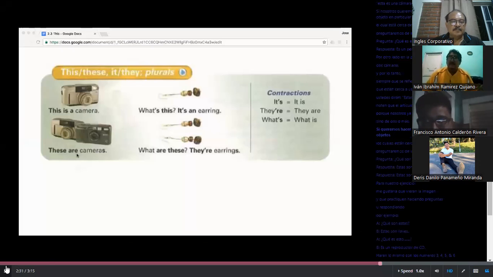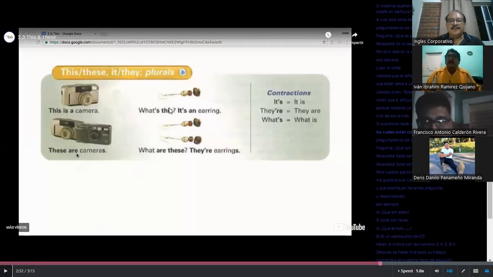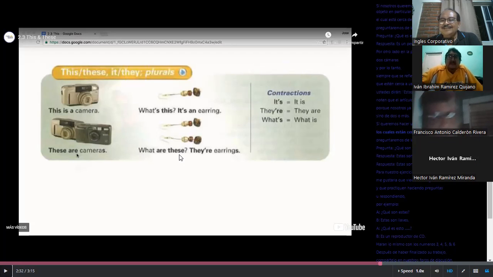Question about two or more objects. Okay, remember that this is singular, these is plural. Para cosas que podemos, tenemos cerca. Okay, these and these. Okay, this one, singular, this. Plural, these. La pronunciación del primero es más relajada. This. What's this? Como una I corta. La segunda, el plural, que está aquí, estoy señalando aquí ahorita, ese es these.